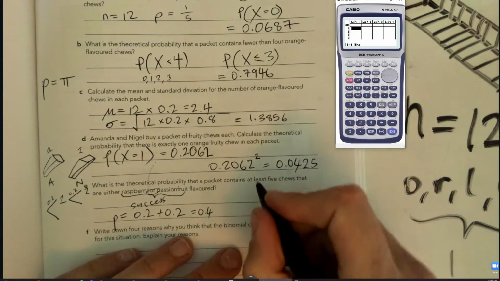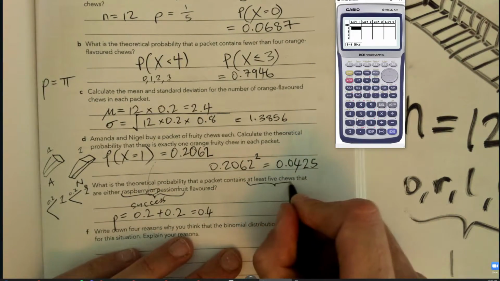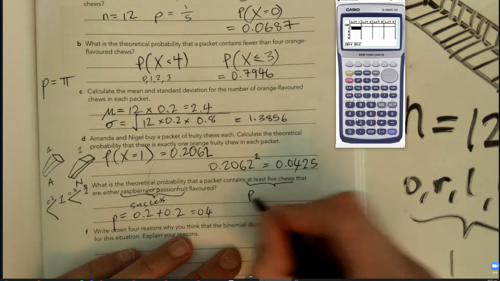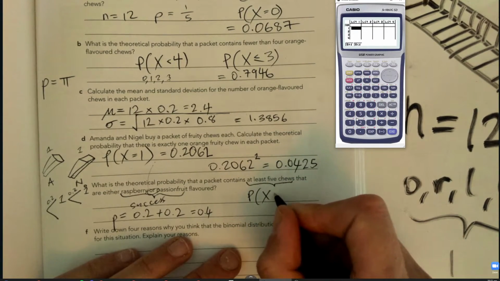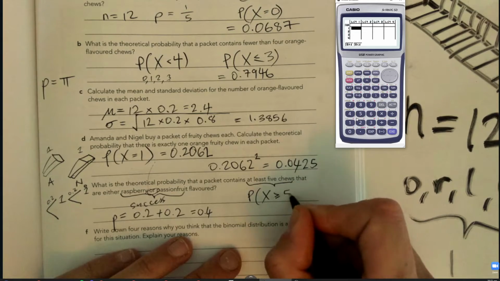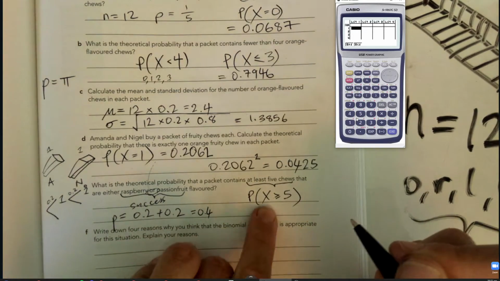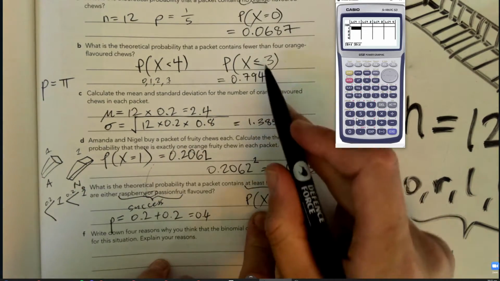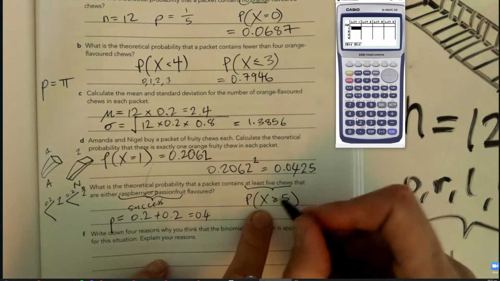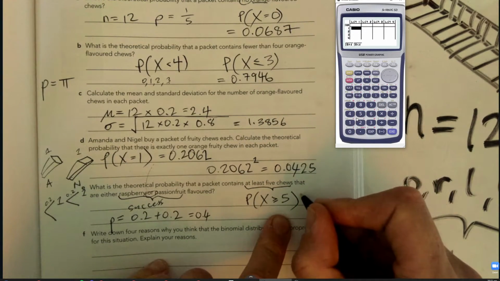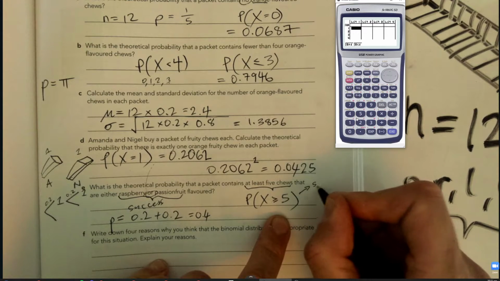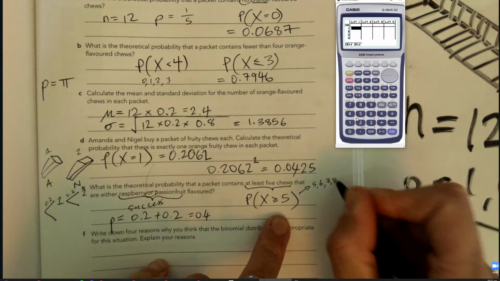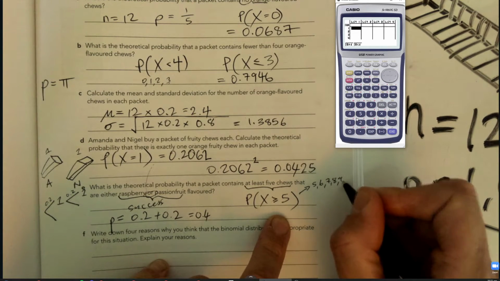Now we're looking at least 5 chews. At least 5: P(X ≥ 5). Our calculator can't do that. Our calculator can only do less than or equal. So this is greater than or equal to 5. Let's just think of an example. That means 5, 6, 7, 8. How many chews are there? 12. 9, 10, 11, 12.